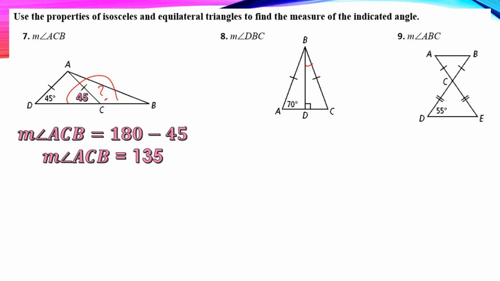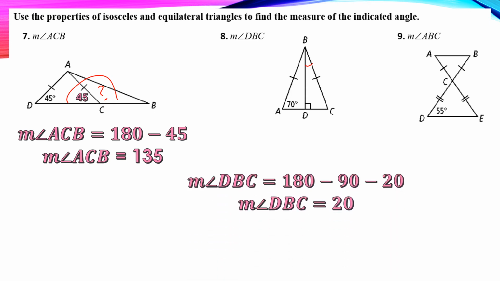I know that this is an isosceles triangle, so obviously this would be 70 over here, or these two pieces would be congruent here, or that whole thing divided by 2. So we'd have 180 minus 90 minus 20. Sorry, this should be a 70. I messed that up. It should be a 70. Equals 20.